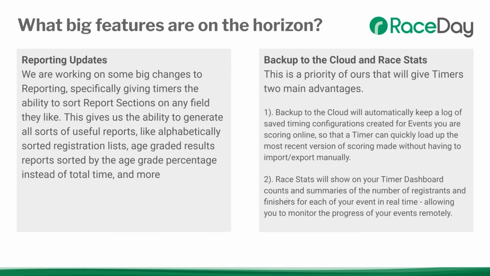So the big thing we're doing right now is a reporting update, intertwined with some massive performance updates. We're working on big changes to reporting, specifically giving the ability for reports to be sorted on any kind of field. That gives us the ability to generate all sorts of useful reports, like an alphabetically sorted registration list, age grade results sorted by the age grade percentage instead of total time, and more.